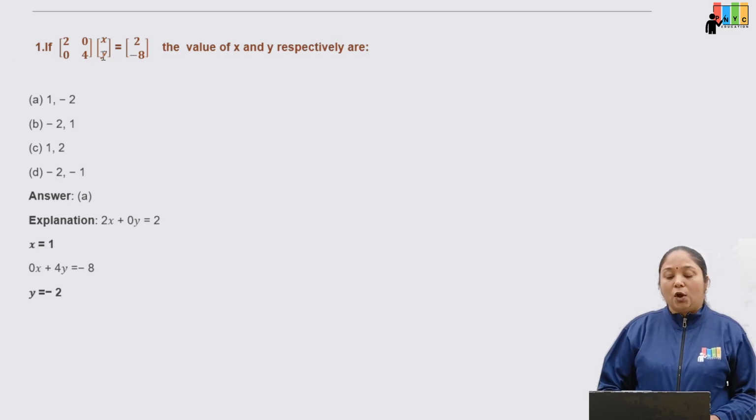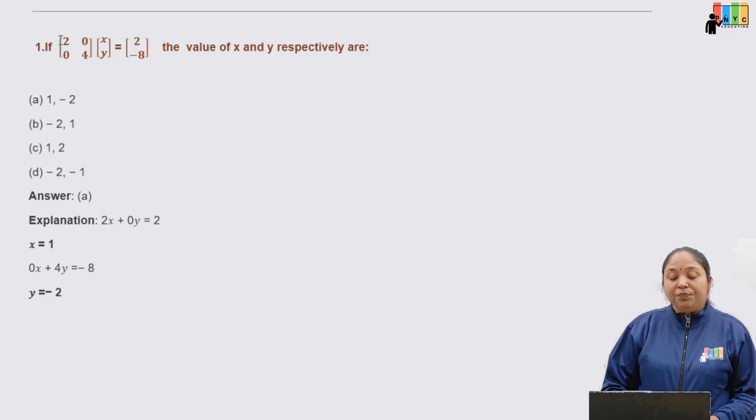First question was on matrices. The question was a 2 by 2 matrix [2 0; 0 4] multiplied by the column matrix [x; y] is equal to [2; -8]. Now we need to find out the values of x and y. So how to find out?